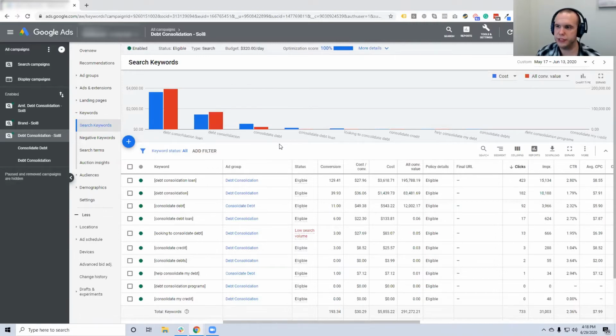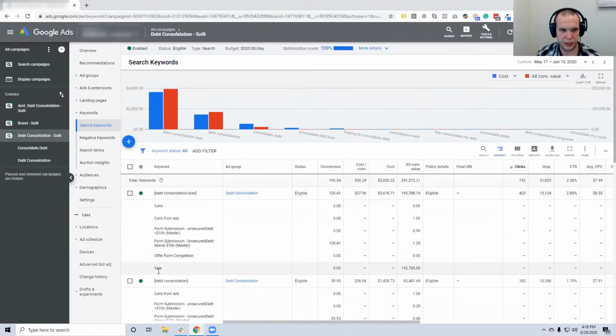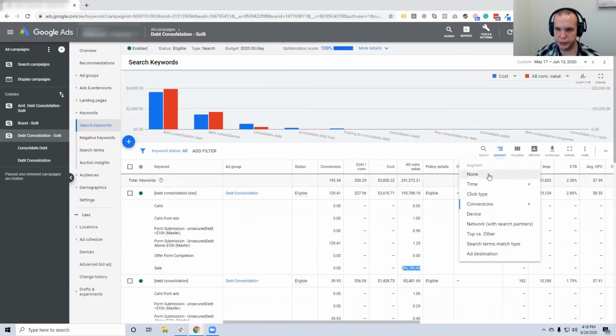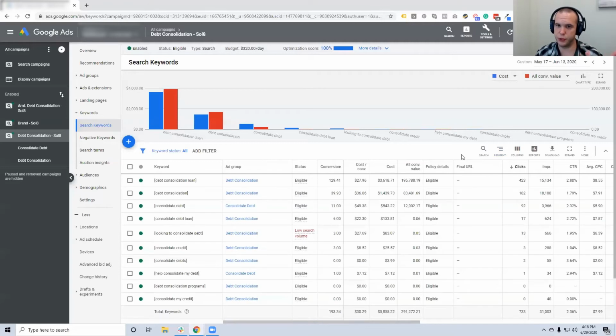And I've taken the all conversion value column and given that an attribute of sale. So you can see how it says conversions equals sale. And you'll see that that's the amount of money that was generated at the time of this person actually becoming a client of our client.